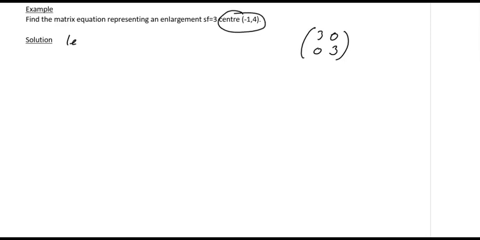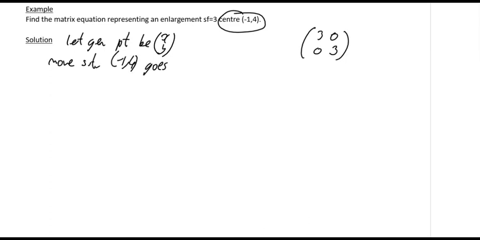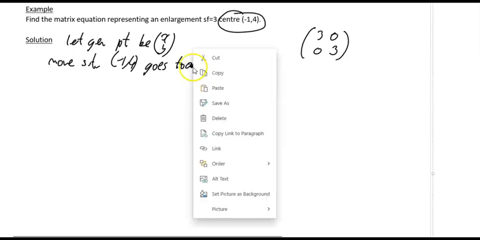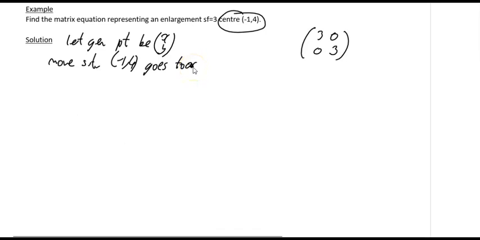So similar to the last example, we're going to have to move this back to the origin. So first thing we're just going to say let a general point be xy, and say we move such that -1, 4 goes to the origin. Which means that's x plus 1 this time and y -4.